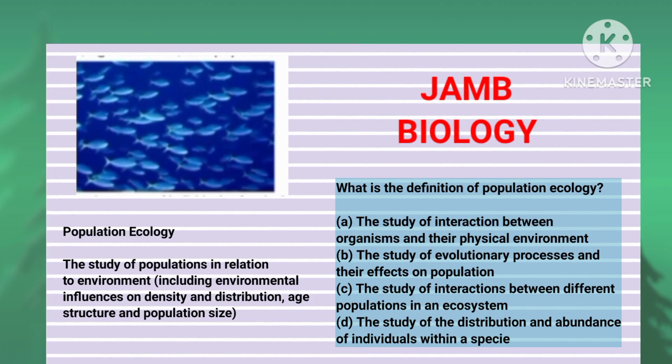The next question: what is the definition of population ecology? Is it A, the study of interactions between organisms and their physical environment? Is it B, the study of evolutionary processes and their effects on populations? Is it C, the study of interactions between different populations in an ecosystem? Is it D, the study of the distribution and abundance of individuals within a species? And the answer to this question is D, the study of the distribution and abundance of individuals within a species.